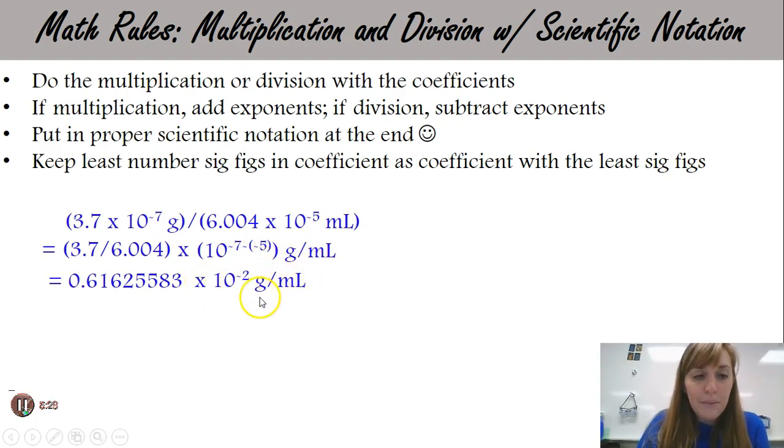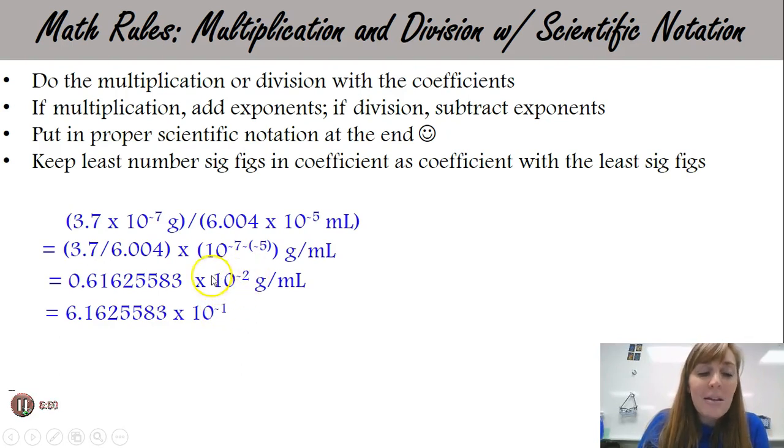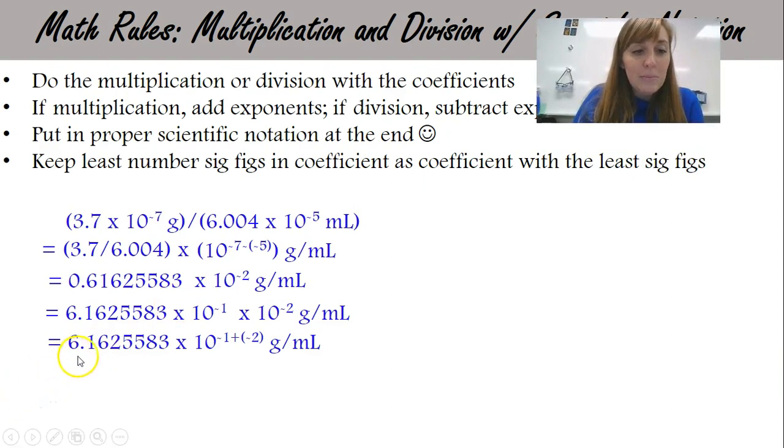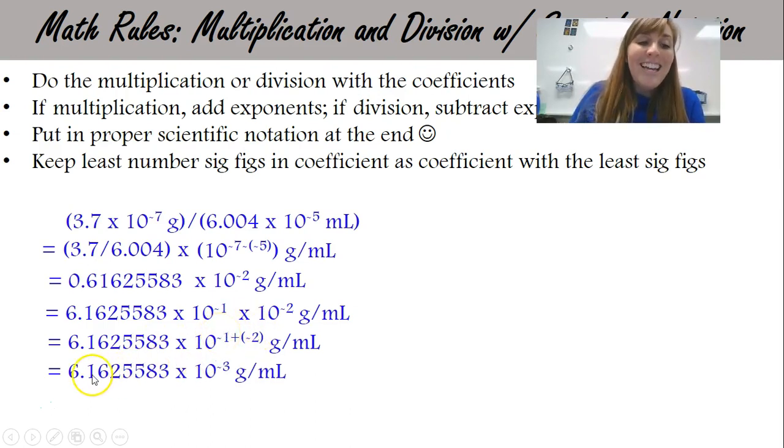Grams per milliliter. Now we're going to put this in proper scientific notation. This beginning part is the same thing as 6.16255 83 times 10 to the negative 1. I still have my 10 to the negative 2 here. And then now that I'm multiplying these, I can add up my exponents. So let's move that. So 6.162553 times 10 to the negative, I got to add up my exponents here. 6.162553 times 10 to the negative third.